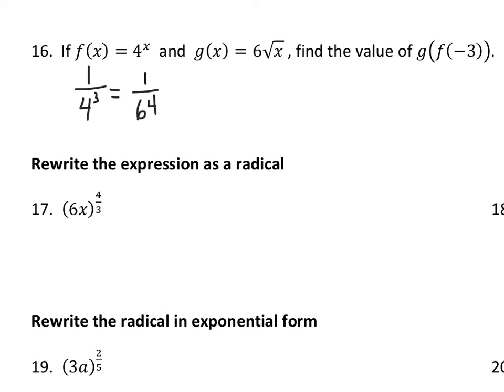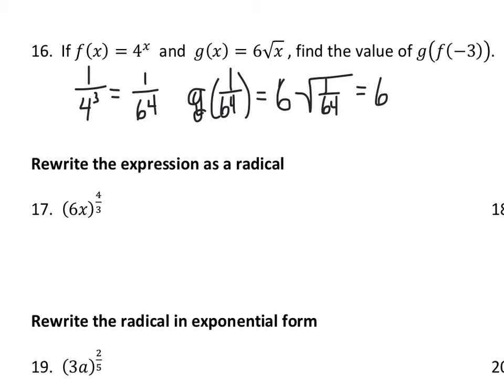So we could just say g of 1 over 64, if we wanted. And we're going to write square root of 1 over 64. Well, if you remember, you can rewrite this as the square root of 1 over the square root of 64. That's the same thing as 1 over 8.